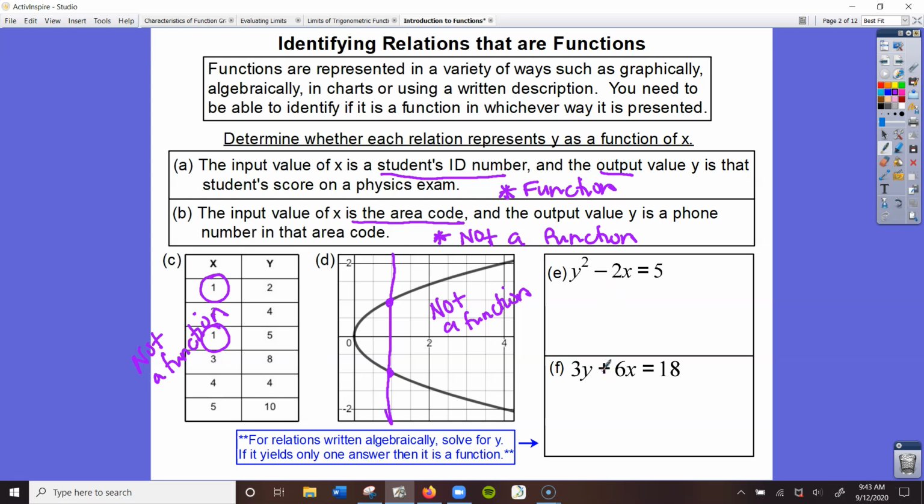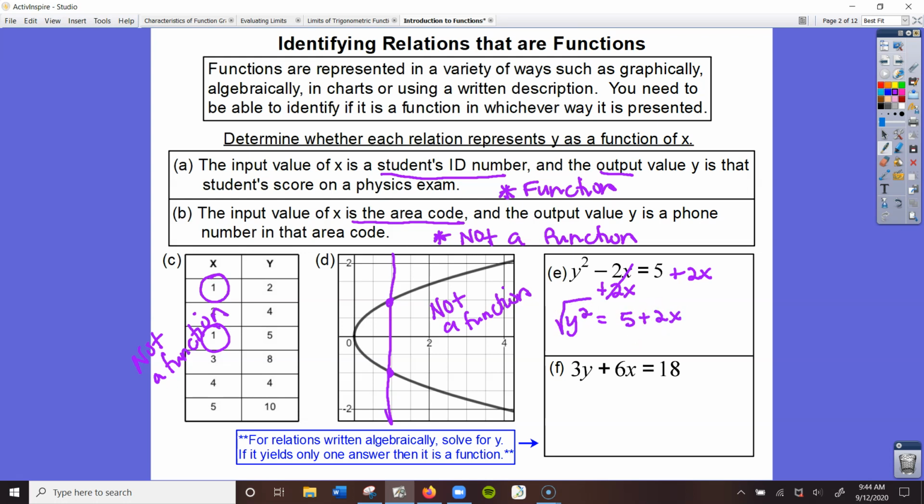With equations, if you're trying to figure out whether this is considered a function or not, I wrote here that we could solve for y. If it yields only one answer, then it is a function. So for example, in E, we have y squared minus 2x is equal to 5. Let's solve for y. I would first add the 2x over, and we would get that y squared is equal to 5 plus 2x.